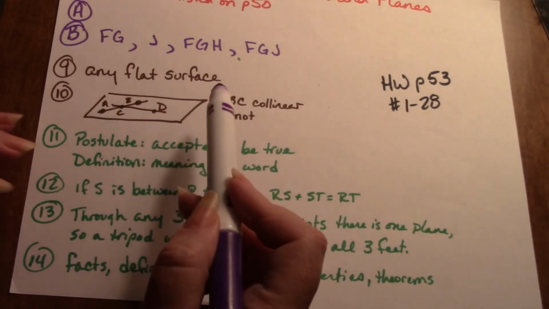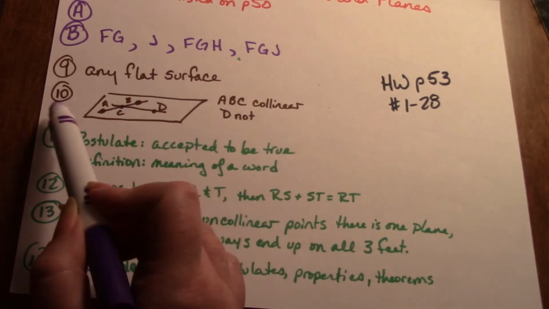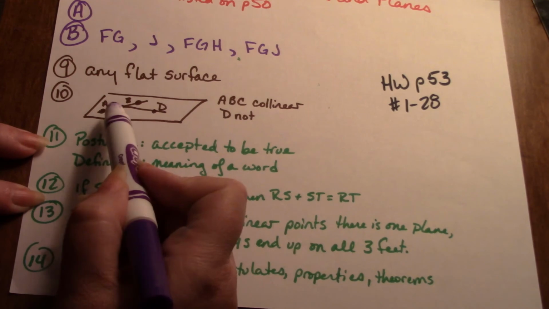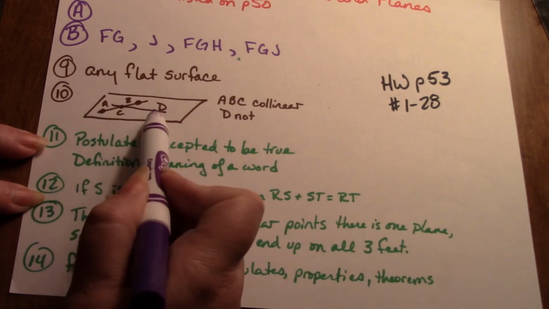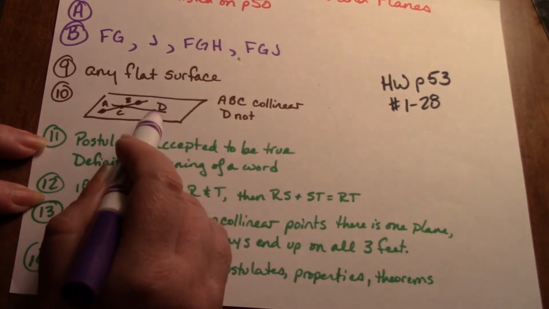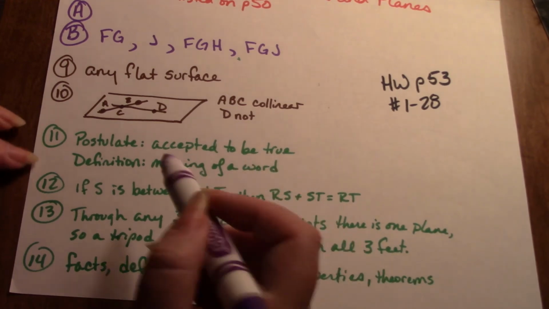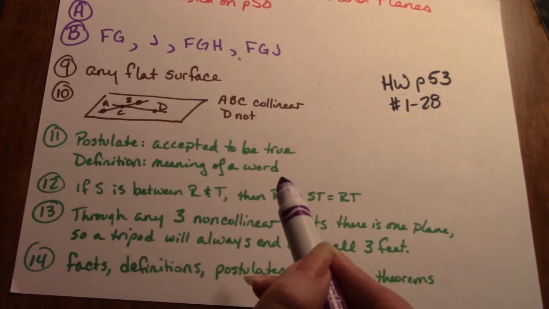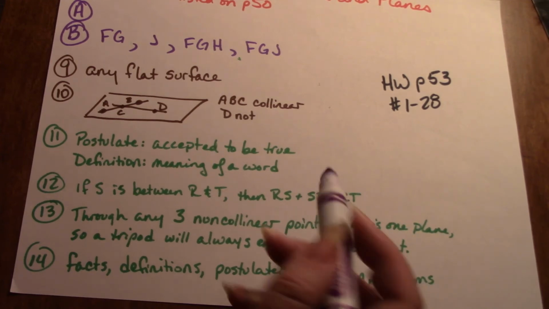Number 9 is any flat surface that you happened to name. Number 10, I have line ABC here. Those are collinear. But coplanar means it has to be something that's not collinear. It has to be off the line somewhere. Number 11, a postulate is something accepted to be true, and a definition is a meaning of a word. And really that answer I don't care about.